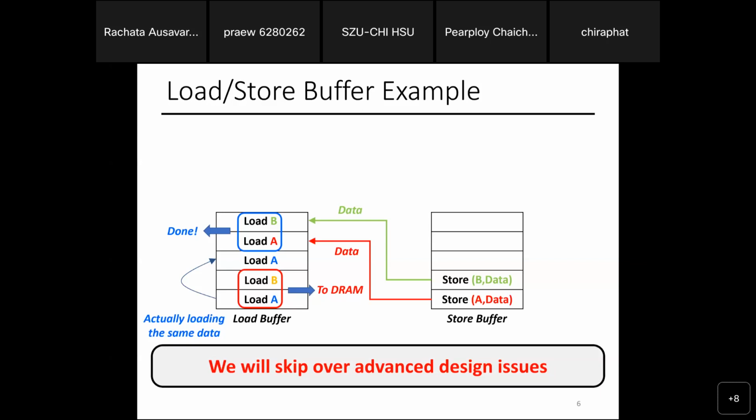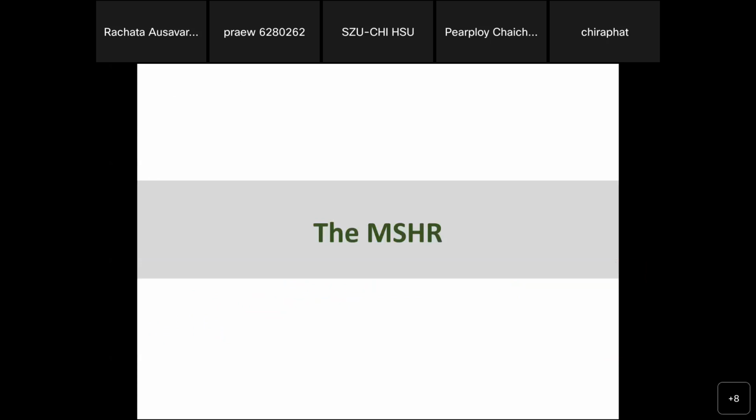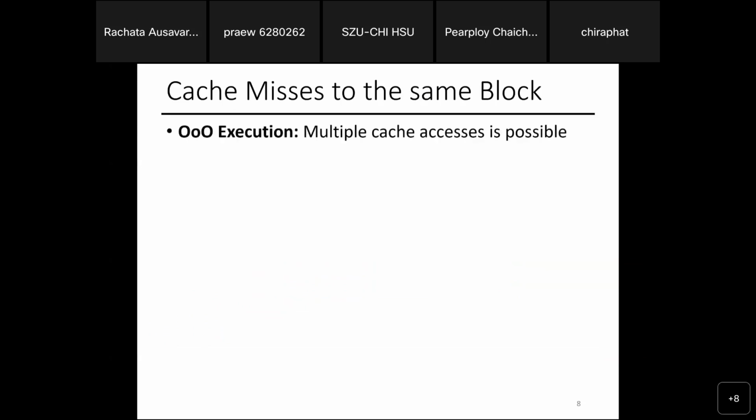All right. Now, when you have the load store buffer, that's in the CPU. Can I do almost the same technique, but for the cache? Yes. We call this the MSHR. This basically handles cache misses that are going to the same block because logically it's the same thing.